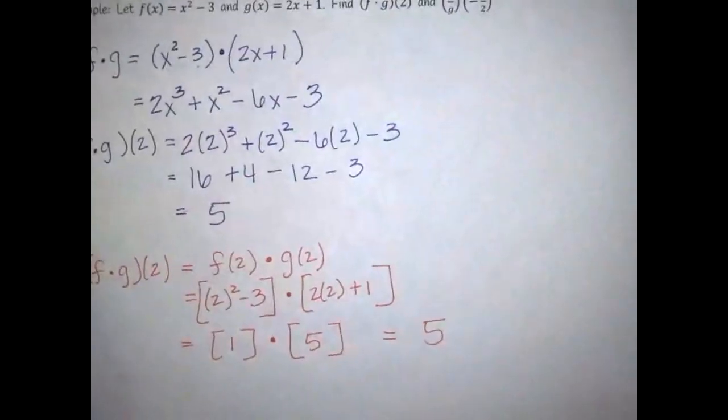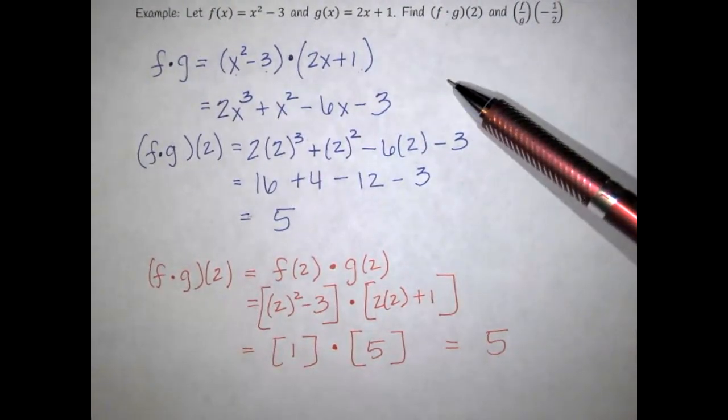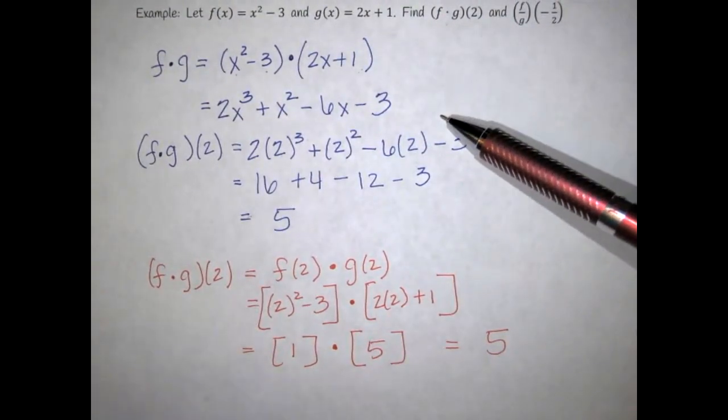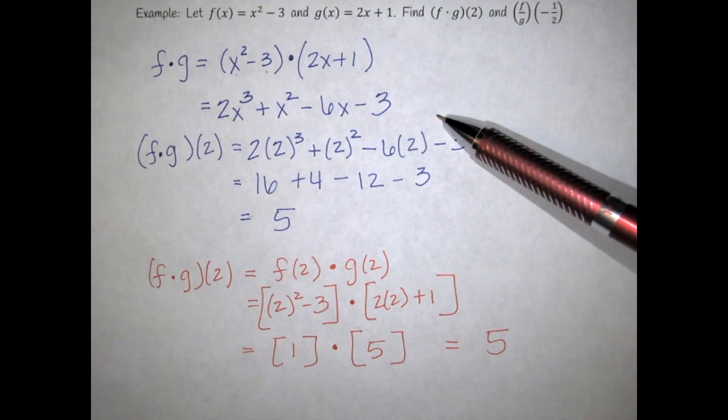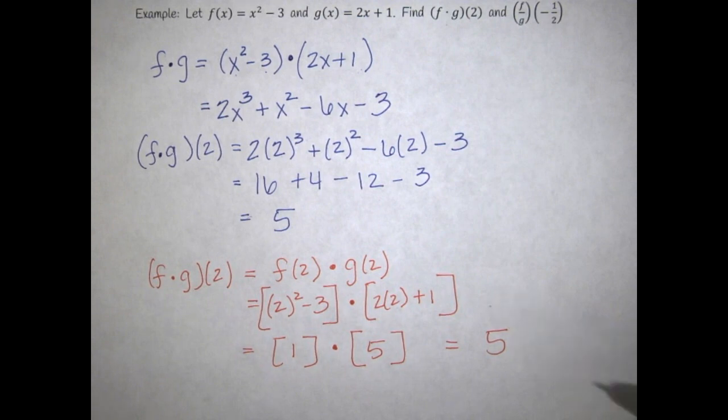So if you look at the two methods, and I separated them on purpose, this first method says that you're going to multiply your two functions together and then evaluate in the end. The second one says you're going to evaluate in the very beginning and then you're going to multiply in the end.